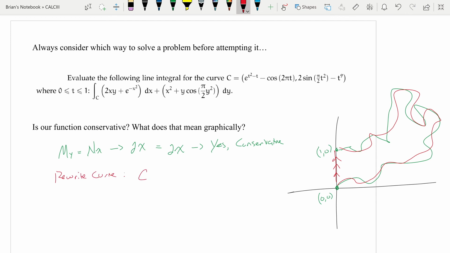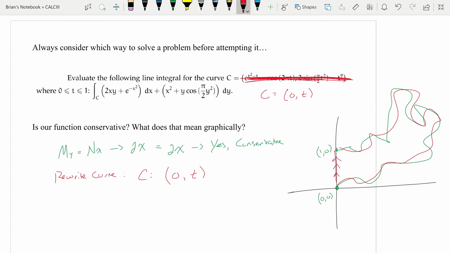Let's rewrite the curve. Our x never changes if we go up the y-axis, so it's never going to change with time. Our y changes linearly with time, from 0 to 1. At t equals 1, it'll be 1, and at t equals 0, it will be 0. So we can just write t for our c. Instead of using this nasty curve, we can just say that c is 0, t.